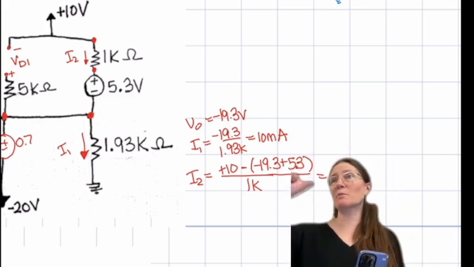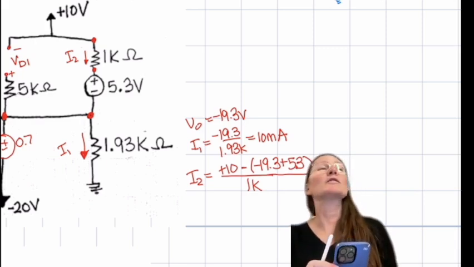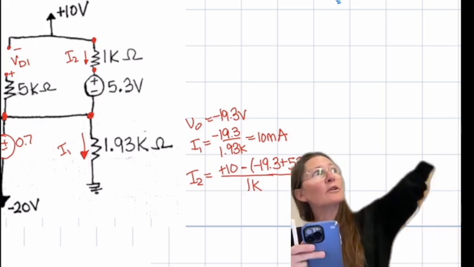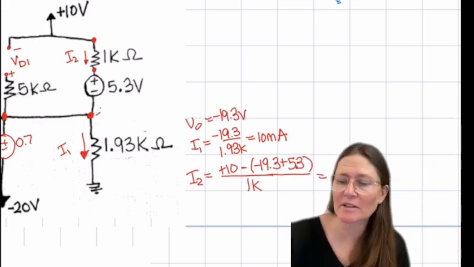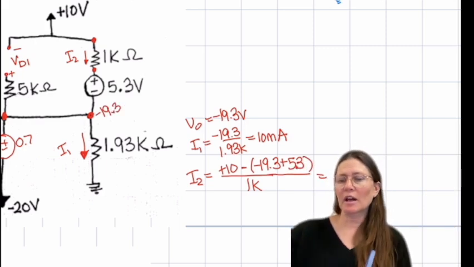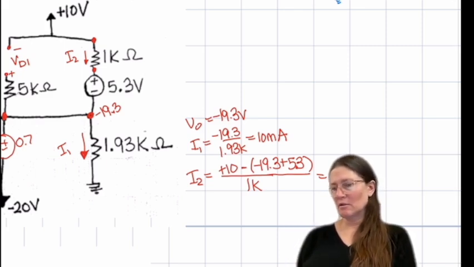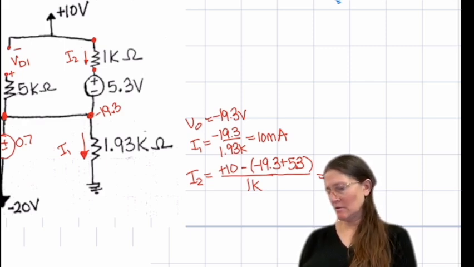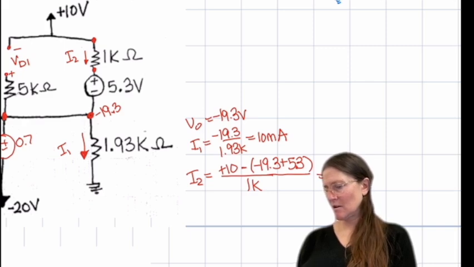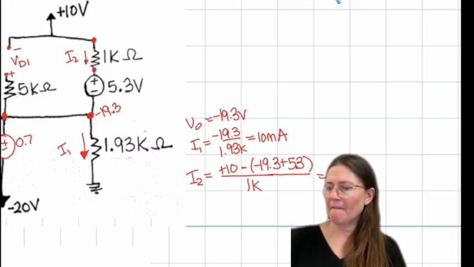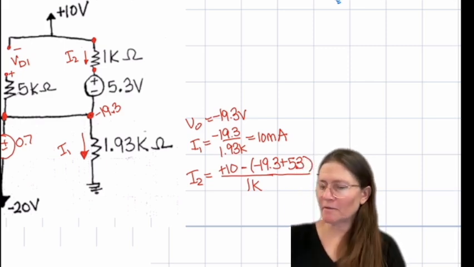Yeah, they're just batteries in a row. So you just go from ground to that node, which is minus 19.3 here. And then you add the 5.3, so that gives you the voltage on the other side of the resistor. So minus 10 minus, so this is 4, the minus 4? Yeah, minus 4 milliamps.